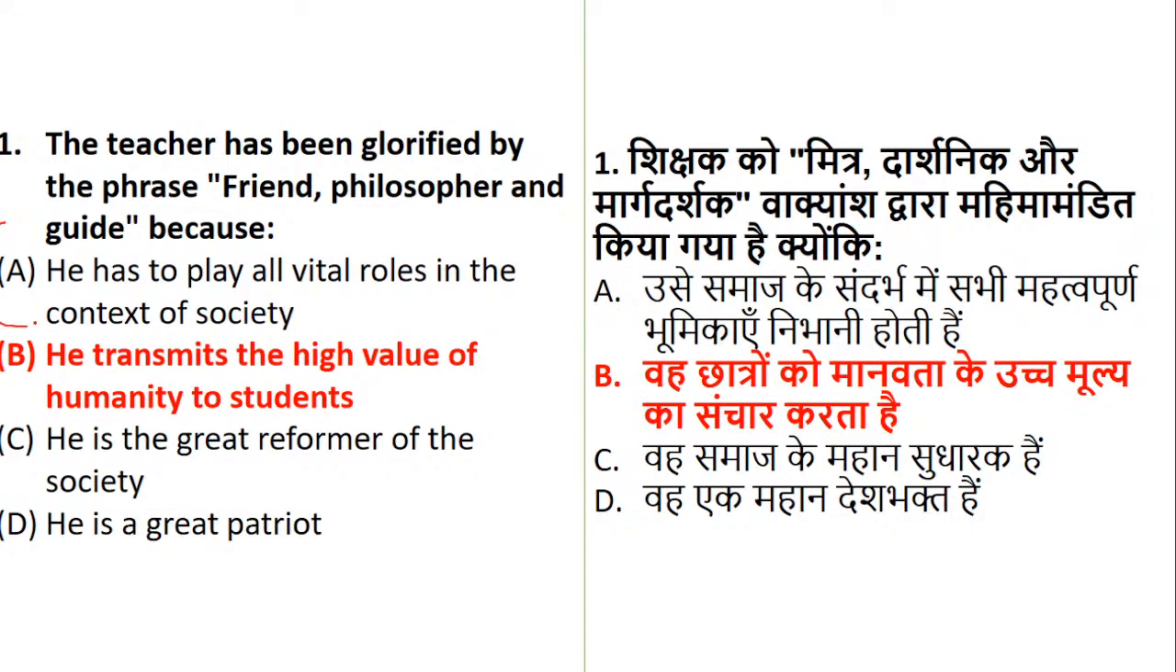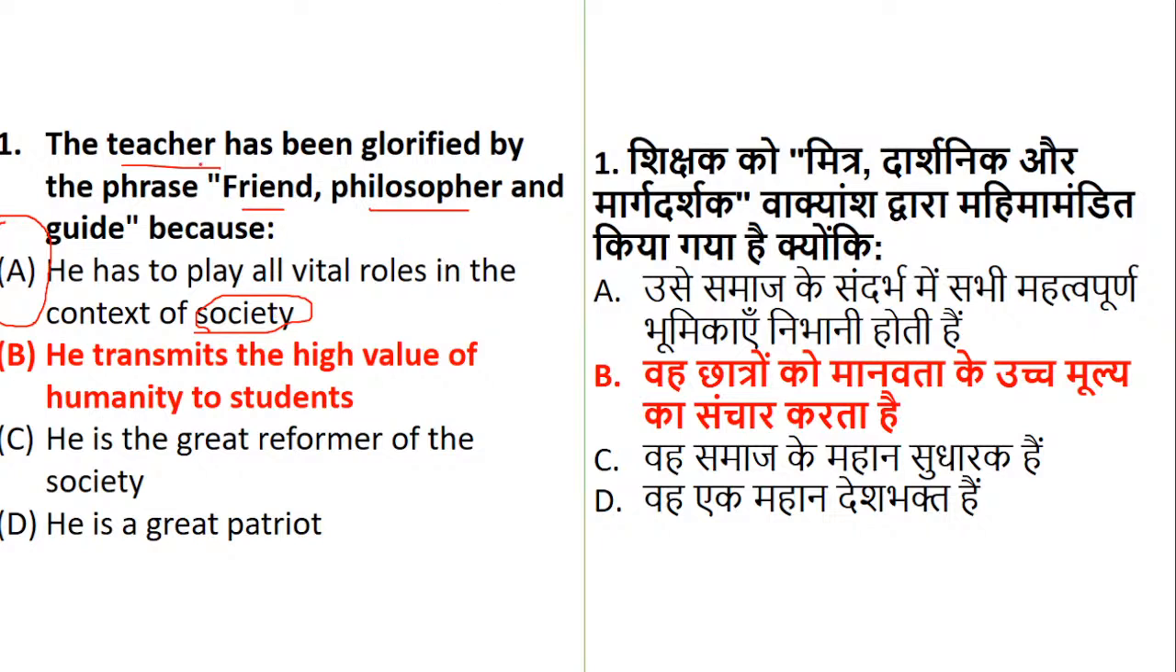Now see, many of you have marked the answer as A, but the right answer is not A. The right option is B. Let's understand the concept and then the answer. The question was, the teacher has been glorified. It means the teacher has been termed as a friend, a philosopher, that is a deep thinker, and a guide, that is a coach or a mentor. Those who answered that the teacher plays all vital roles in the context of society, fine, no doubt. But what about students? We are talking about the teacher. The teacher plays the role with reference to the students and the classroom.